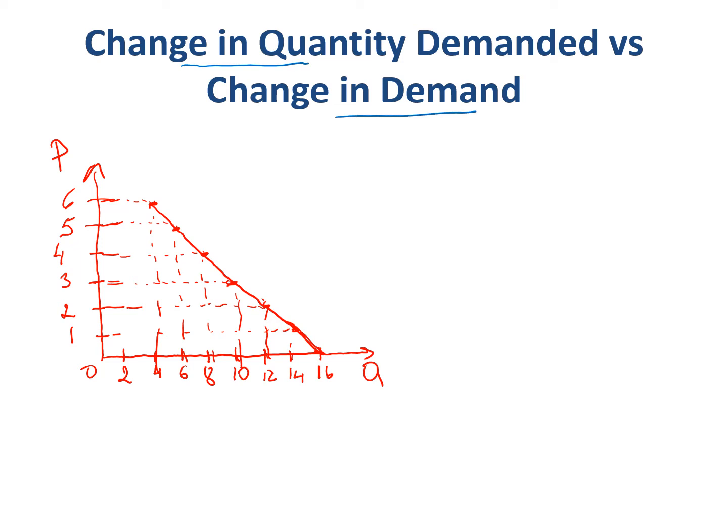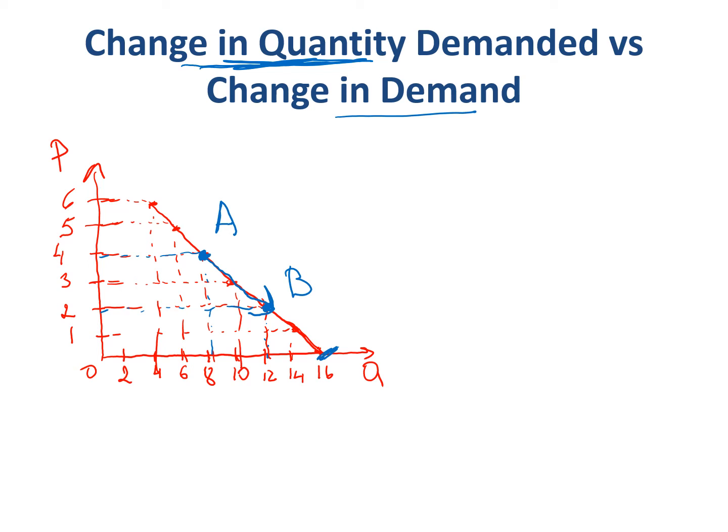Guys, remember, when we refer to quantity demanded, we refer to one particular point on the graph. So if we want to change quantity demanded, we just need to move from one price quantity pair on our graph to a new price quantity pair. What we did over here, we stayed on the same demand curve, we just moved along the demand curve. So change in quantity demanded is a change from one price quantity pair to a new price quantity pair.